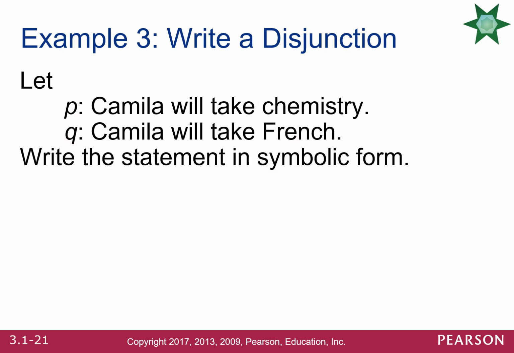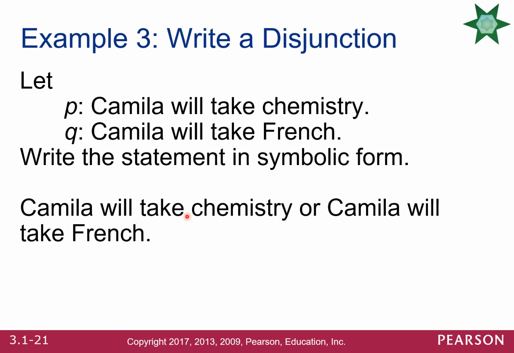All right. So we want to write the statement in symbolic form. Let's pull up the statement. It says Camilla will take chemistry or Camilla will take French. Now again, we will use the inclusive or. That means Camilla will take chemistry or Camilla will take French, or Camilla will take both chemistry and French. So how do we denote that? When it is inclusive or, we will use this V symbol to denote or.